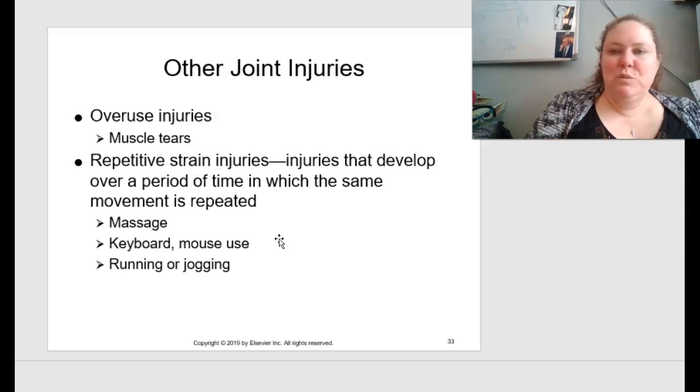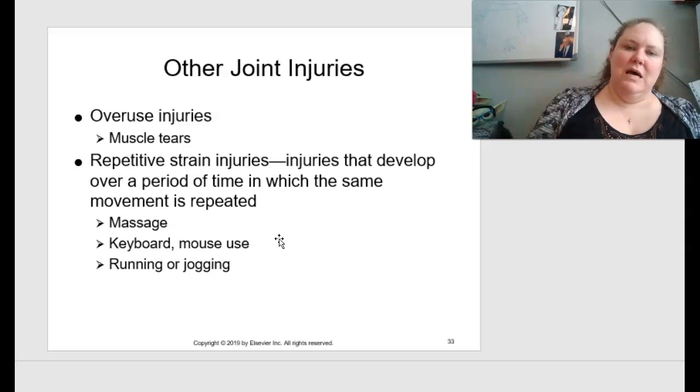What about other joint injuries? So this is on page 171. So what about overuse injuries? Well, this can cause muscle tearing. We have repetitive strain injuries, and these are injuries that develop over a period of time in which the same movement is repeated. And so, some of these injuries can occur in massage people, right? They're doing the same rubbing, massaging all the time.